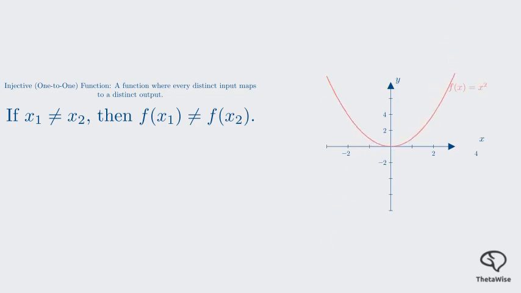The function f of x equals x squared, however, is not injective. A horizontal line like y equals 4 crosses the graph at both x equals 2 and x equals minus 2. Two different inputs, 2 and minus 2, give the same output, 4.